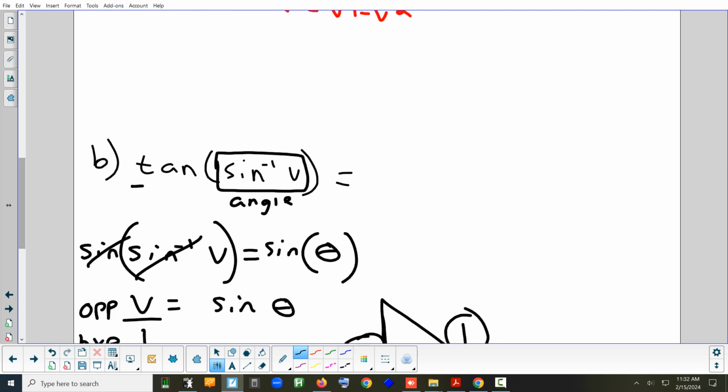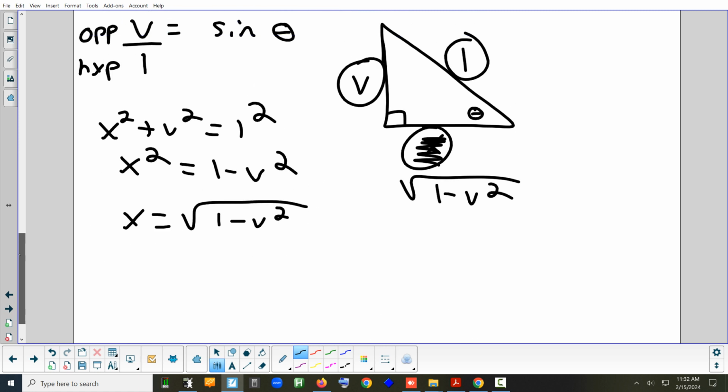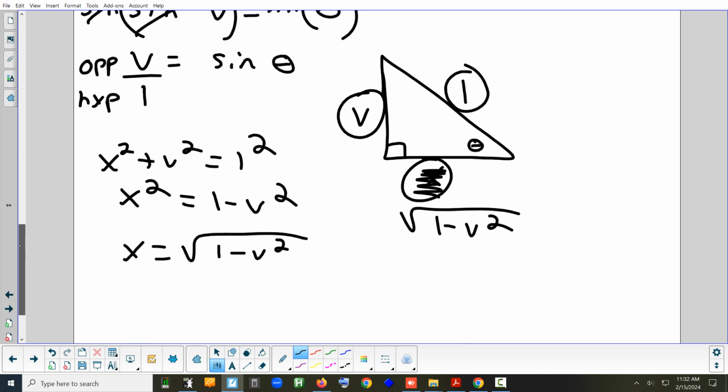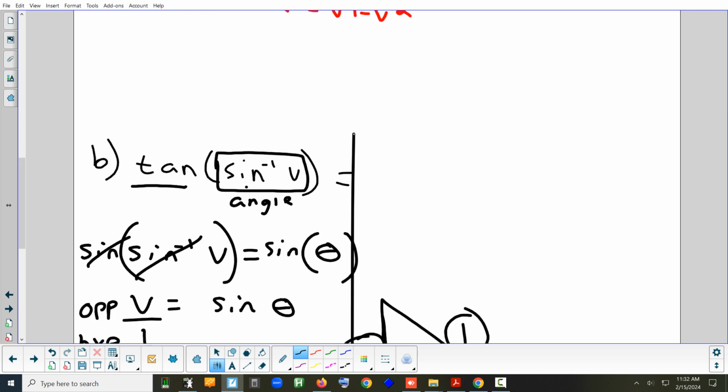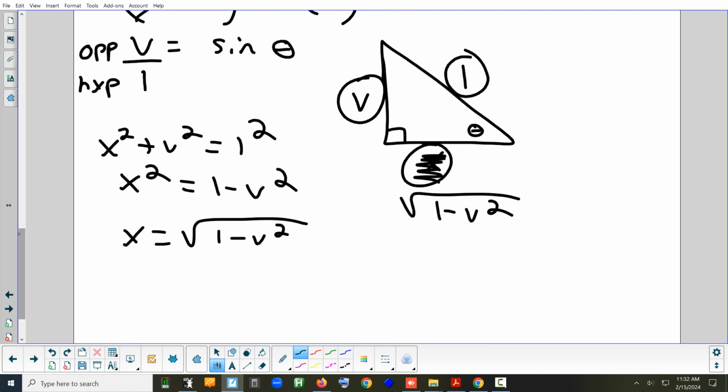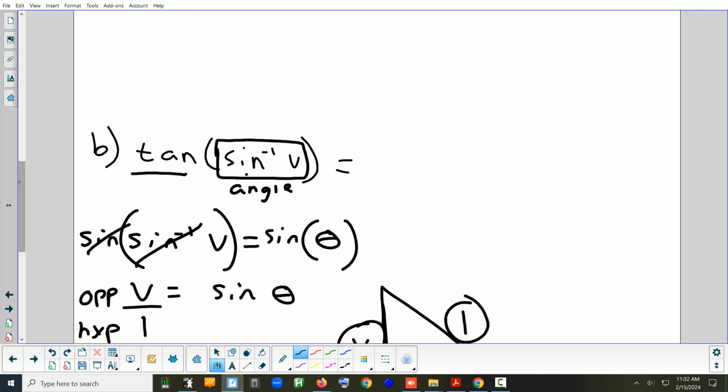So now take the tangent of the diagram that you drew. So tangent is what again? Opposite over adjacent. Opposite over adjacent. V over the square root of 1 minus v squared.